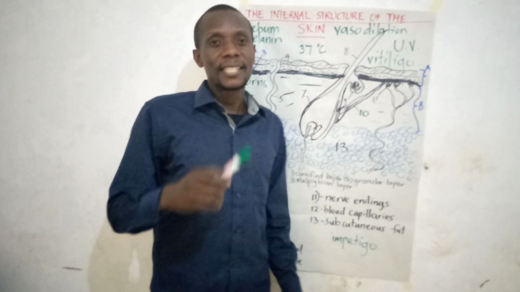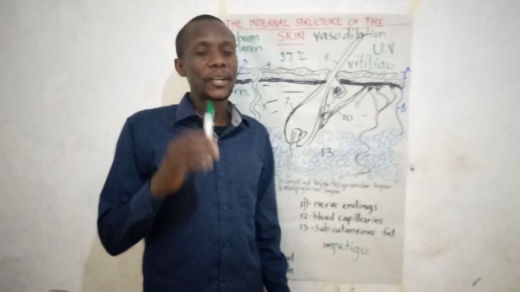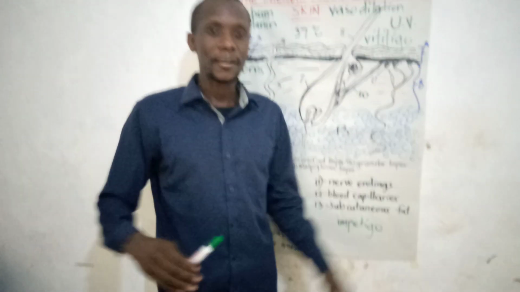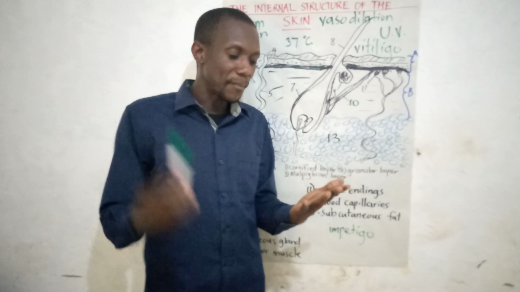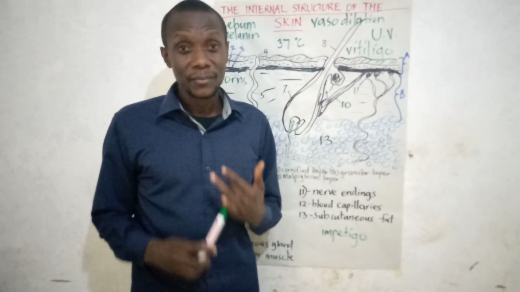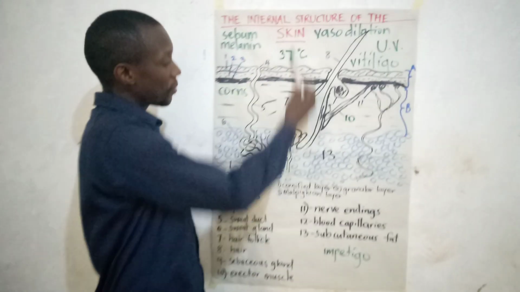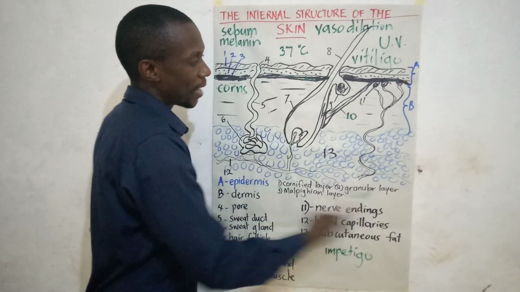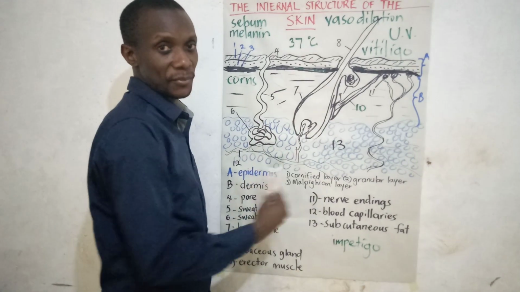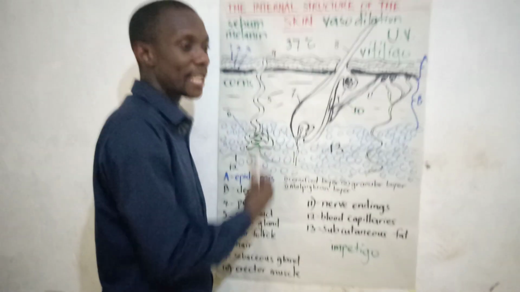How can we maintain the skin in its proper working condition? How can we maintain our skin? By observing the good habits. Which ones are the good habits for the skin? Number 1, having a balanced diet. Why a balanced diet? Because a balanced diet helps to build and repair all these tissues and cells. That's why a balanced diet is important.